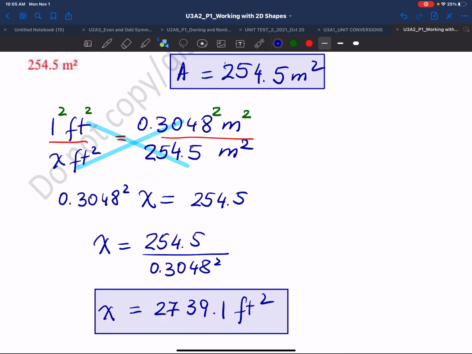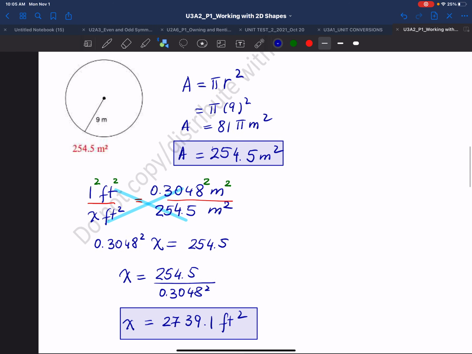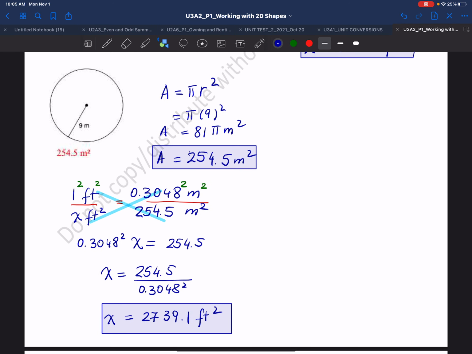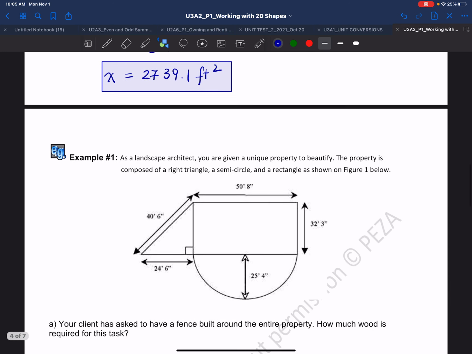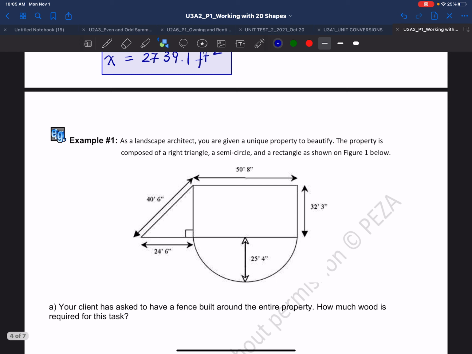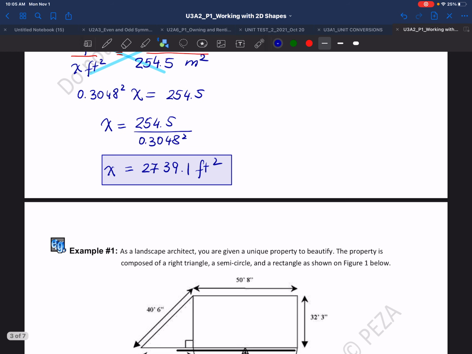Okay, so this is how we convert unit measurements in some basic shapes. And in the next part of the lesson, we are going to take a look at some more interesting or composite shapes. So please follow with the second part of the lesson.